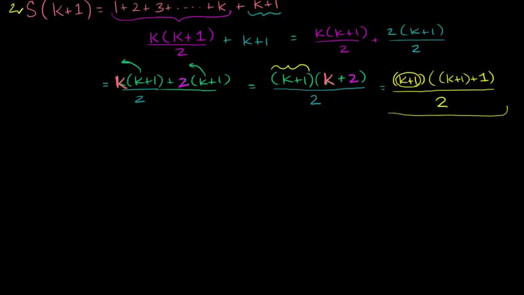So we define that function s of n as the sum of all of the positive integers up to and including n. So this is equal to, by definition, 1 plus 2 plus 3 plus all the way to plus n minus 1 plus n. So it's the sum of all of the integers up to and including n. This is how we're defining it.